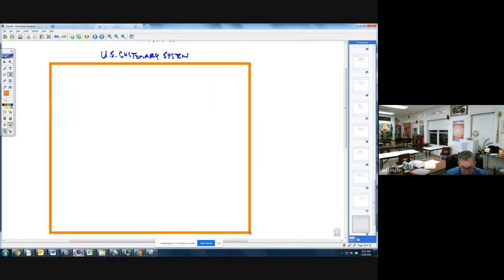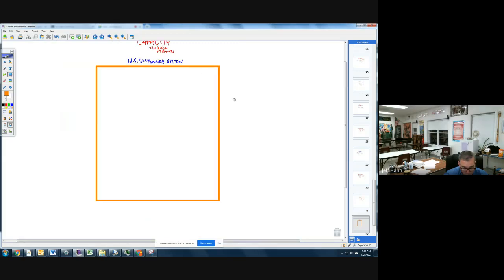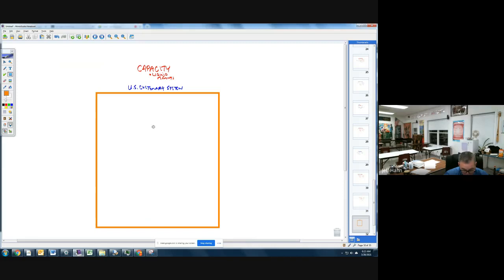I want you to draw a big old box with whatever is left of your piece of paper. So you're going to fill up the entire bottom half of whatever you wrote. Underneath the U.S. customary system, you're going to make just a ginormous box like that. Okay? Because here's what we're going to do.